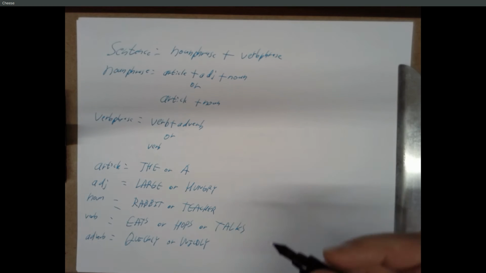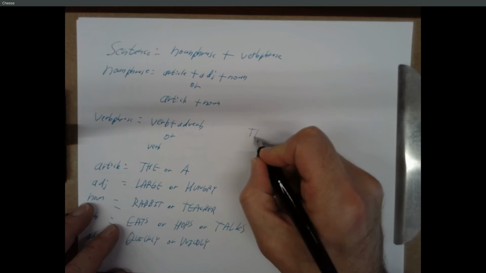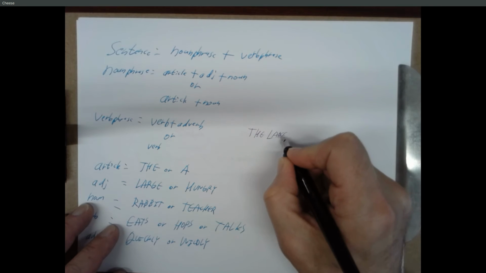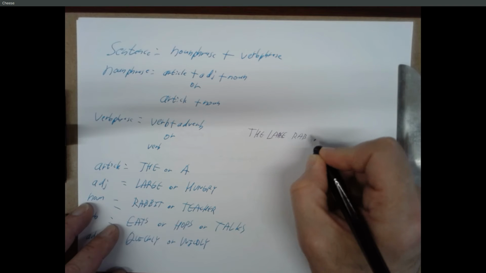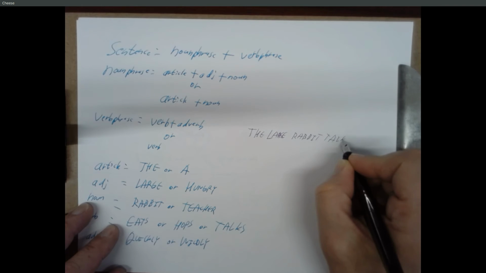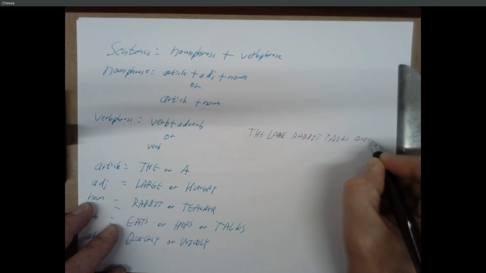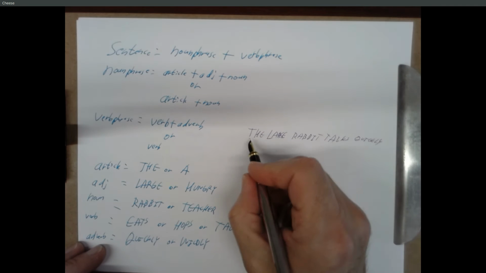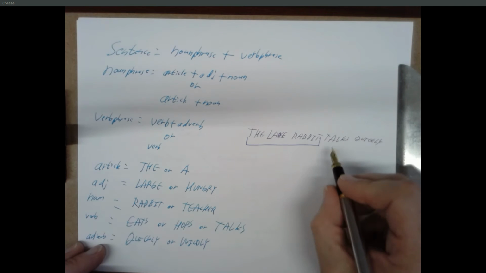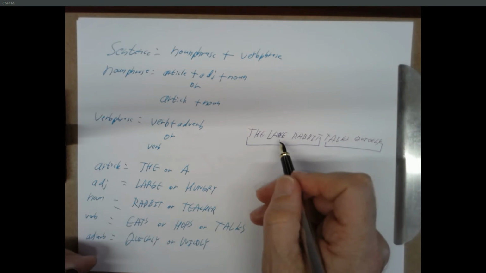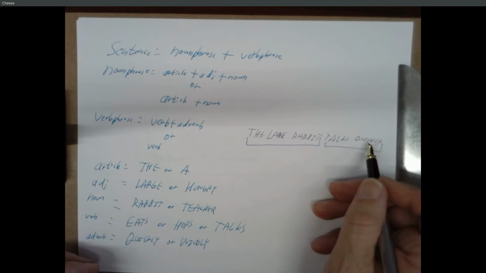And so we can create sentences like the large rabbit talks quickly. Right? And the large rabbit is a noun phrase, talks quickly is a verb phrase. This is an article, an adjective, and a noun. This is a verb, and this is an adverb.